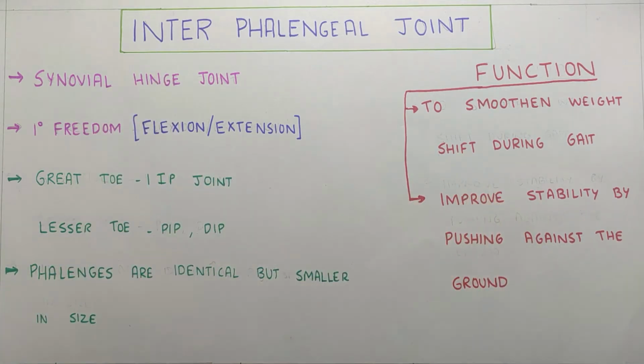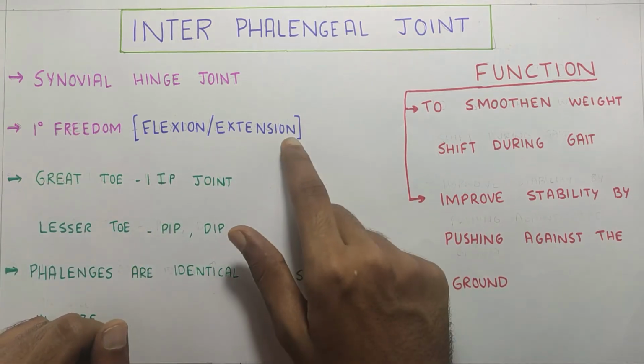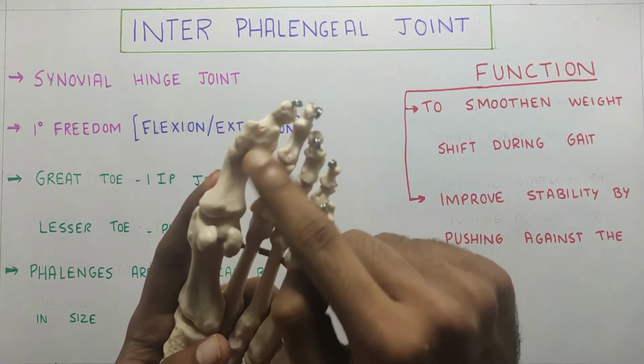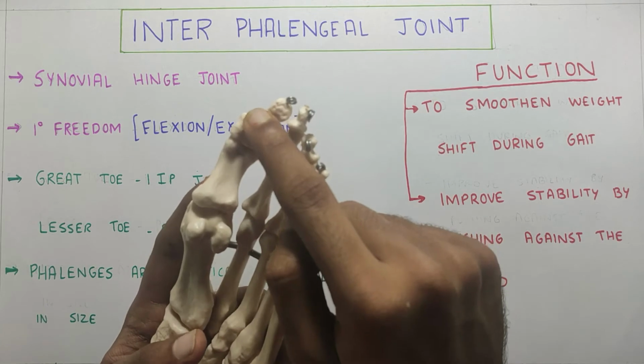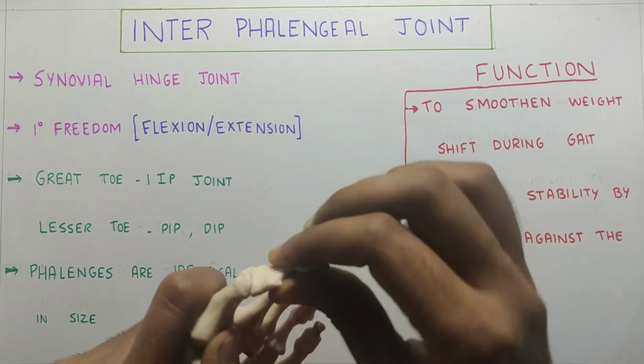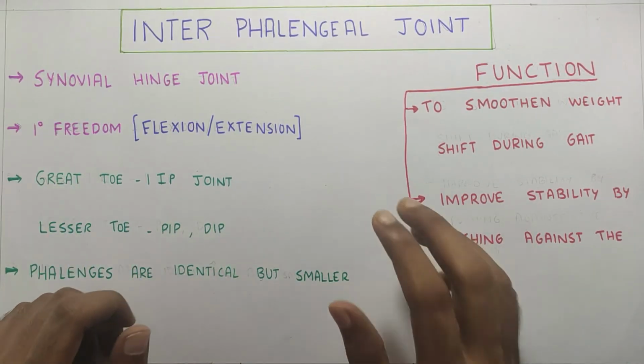Now what is a hinge? Hinge is basically what you see at your door. It only has 1 degree of freedom of motion, that is flexion and extension. So if you look at the joint over here, this is an interphalangeal joint. This is the distal phalanx and this is the proximal phalanx. So if you look at the movement over here, there is just flexion and extension that is occurring, right? So there is only 1 degree of freedom at this joint.